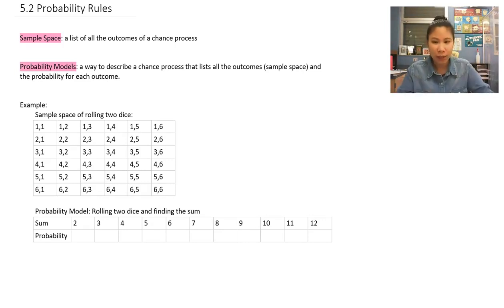So when you roll 2 dice, you have 2 numbers that you would land on. So all our different combinations would be 1, 1, 1, 2, 1, 3, 1, 4, 1, 5, and so on. So I made a little table just to list them all out. Okay, so that's just an example of a sample space.